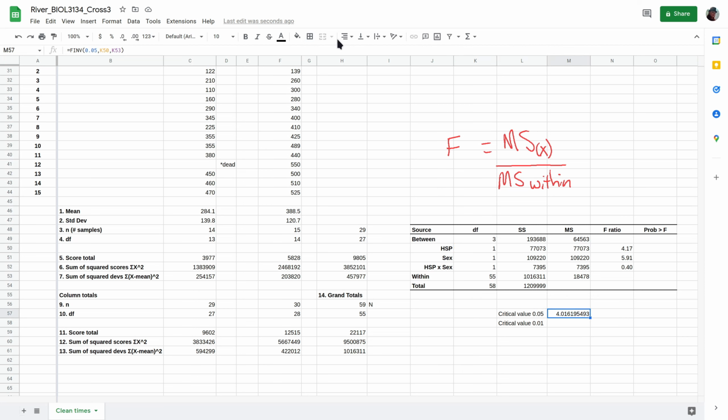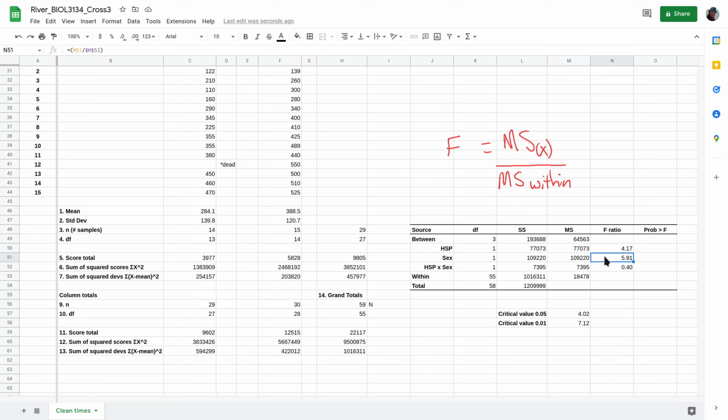4.02. Now we'll take this one and we'll copy it here, but we'll change the formula. We'll change this to 0.01. So now we have our critical values. Did we exceed them? Well, okay, so our main effect of gene knockout, our HSP versus our control, is 4.17 compared to a critical value of 4.02. So we did surpass our critical value by a little bit, not a lot, but we did not reach our critical value for alpha equals 0.01.